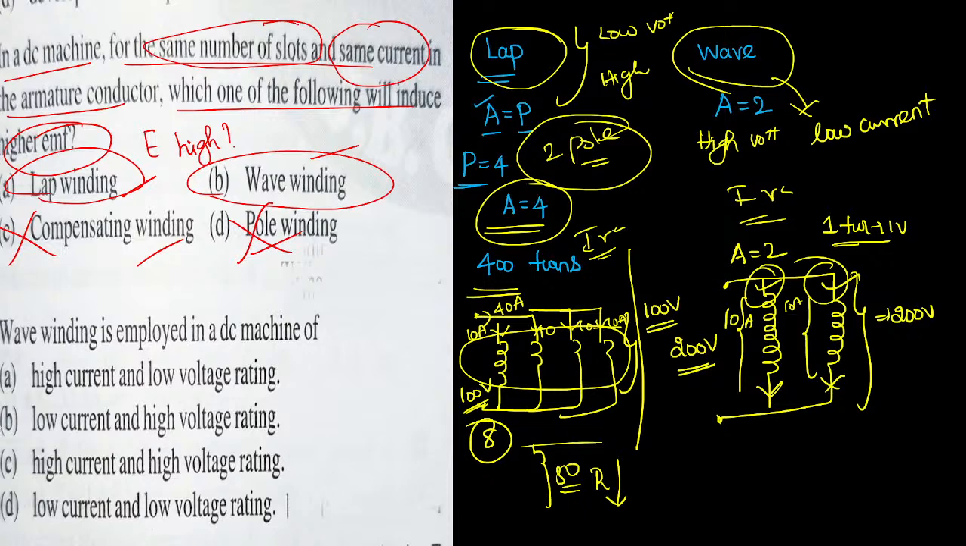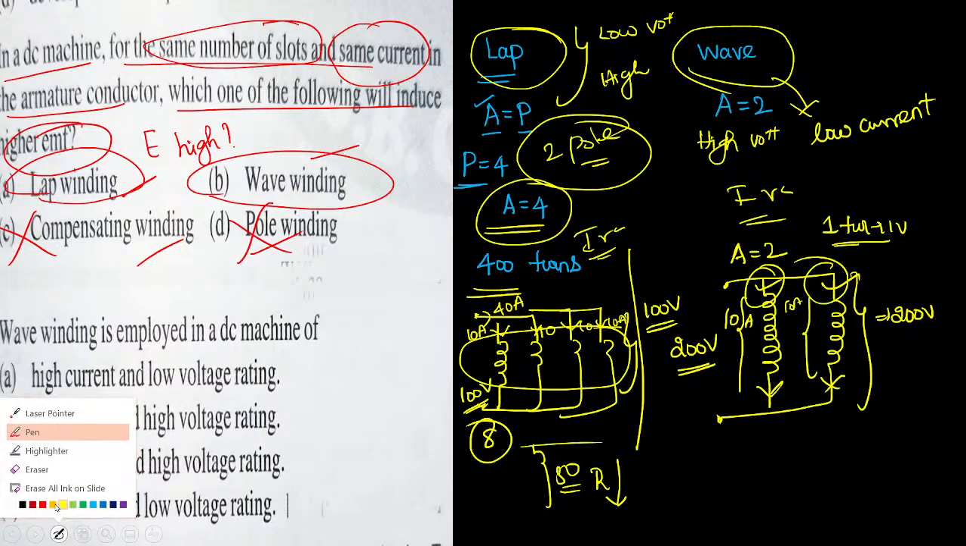Okay sir, so what is the correct answer? In our question, they asked which winding will induce more voltage. That is the question. I had given the answer for that question. So the correct answer is wave winding. Here it is subjected to high voltage and low current. Lap winding means low voltage and high current. That's all. Now read the next question.